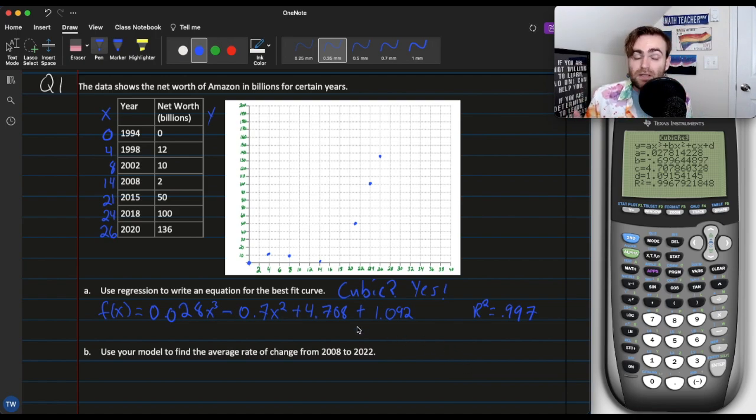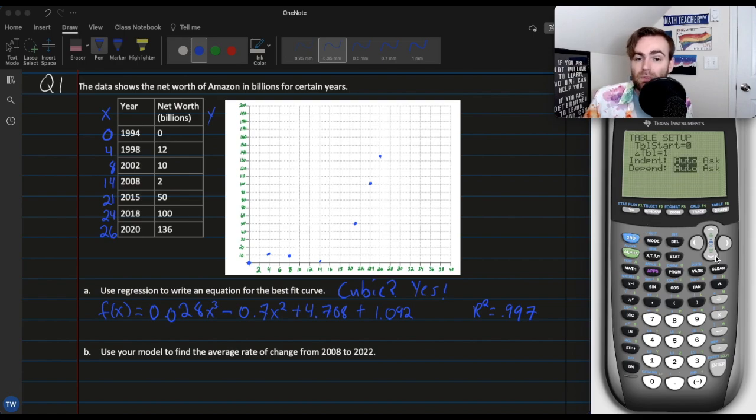Now, what I can do with this equation, it's not asking it here, is I can actually create a table and figure out what the values of this would be in 2004, for example. What would that look like? So to do that, to actually plug in numbers, we're going to go to table set here, so second table, and we're going to turn our independent to ask. What this does is it allows us to pick the x values we want instead of it just picking the ones for us. Then I can go to a table and we can play with some numbers.